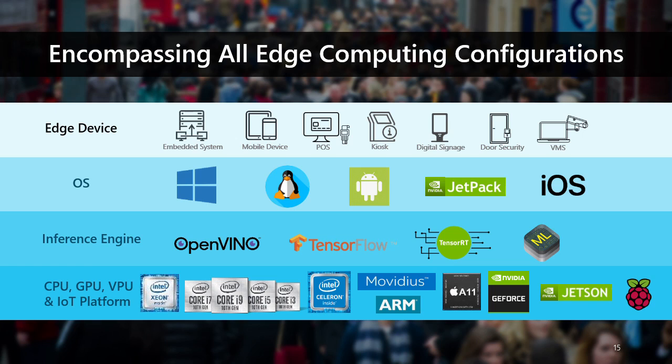So it can run on a high-end CPU like an Intel Xeon processor or Core i processor, or all the way down to an Intel Core i3 or Intel Celeron. Additionally, we're also supporting the Intel Movidius vision processing unit, ARM CPUs, or Apple's A11 or newer CPUs. And additionally, a lot of AI devices today are using NVIDIA's technology.